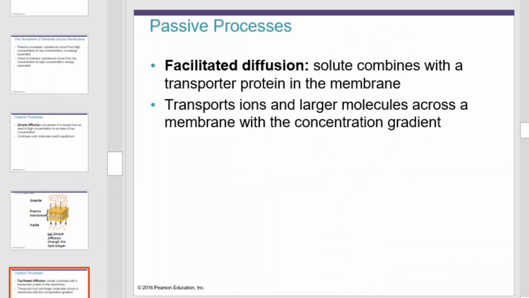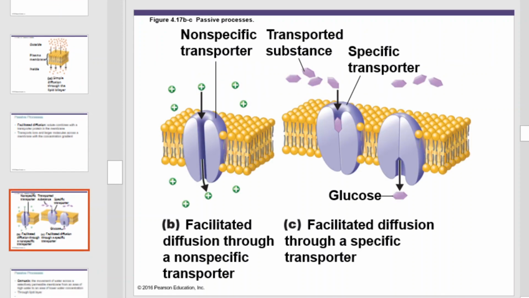Facilitated diffusion is a form of passive diffusion where solutes will combine with the transporter protein in the membrane and move from high concentration to low concentration without the expenditure of energy. This is an illustration of facilitated diffusion.